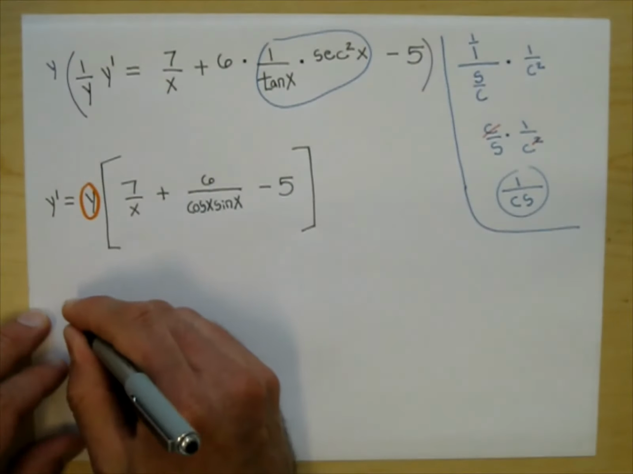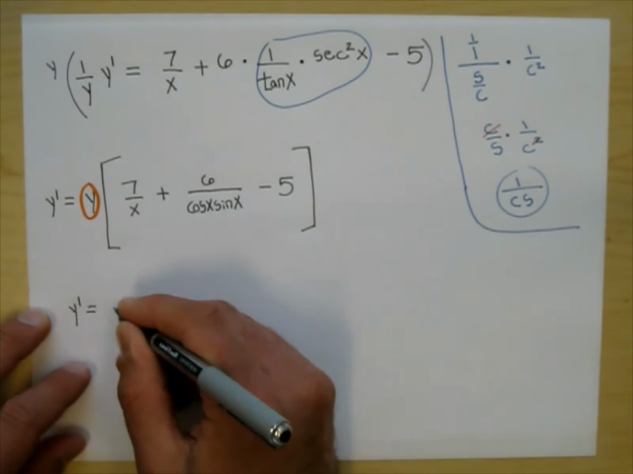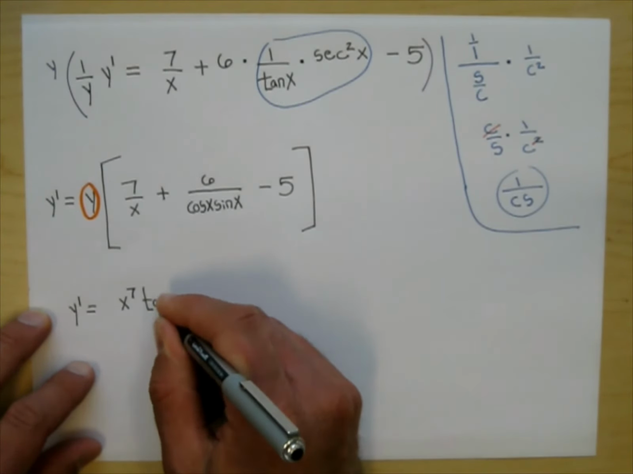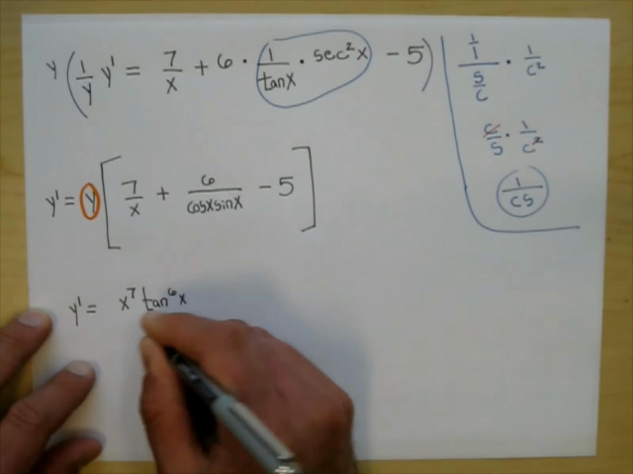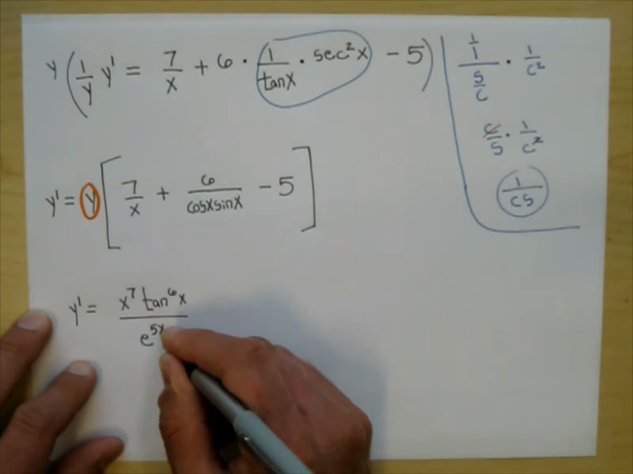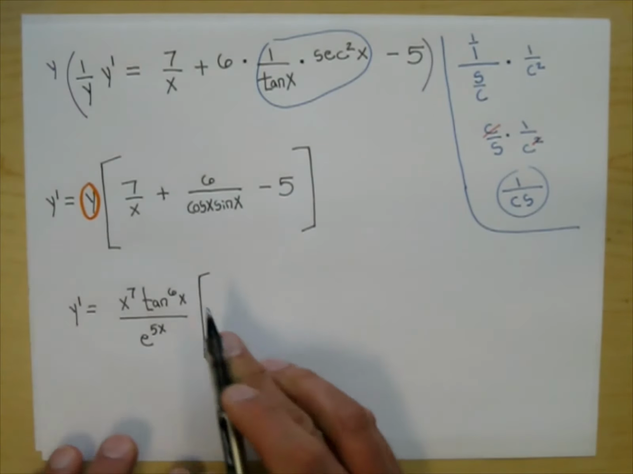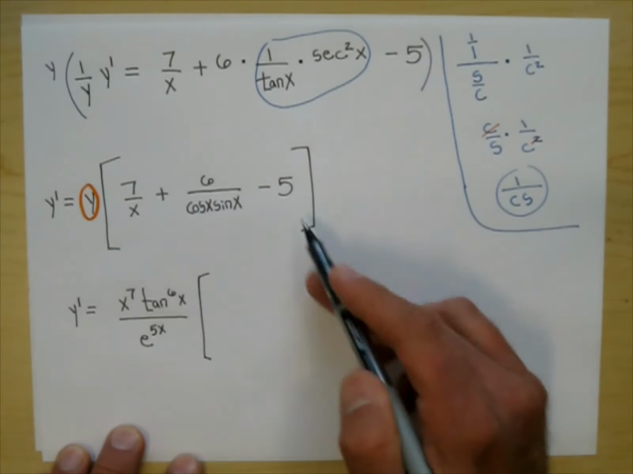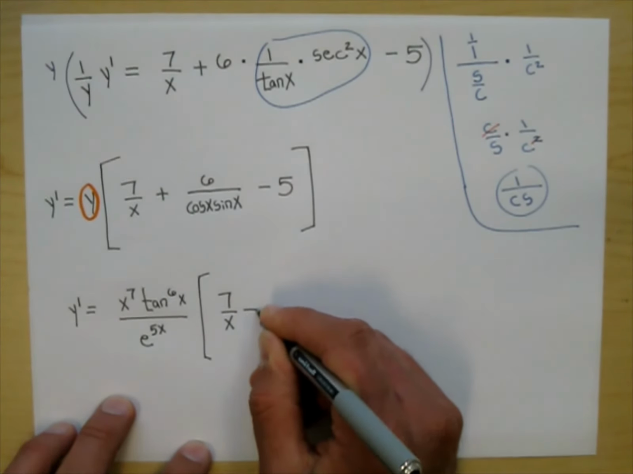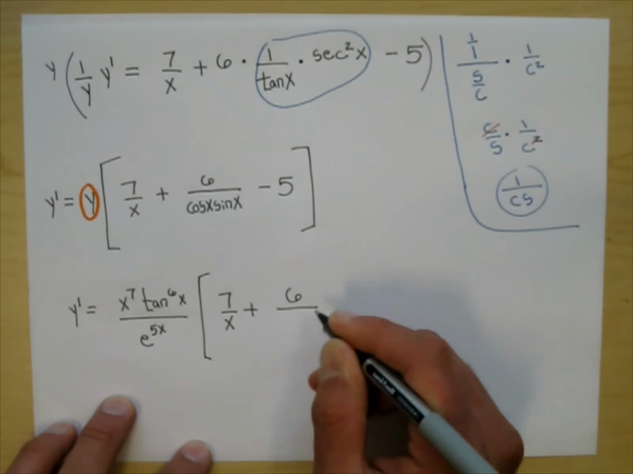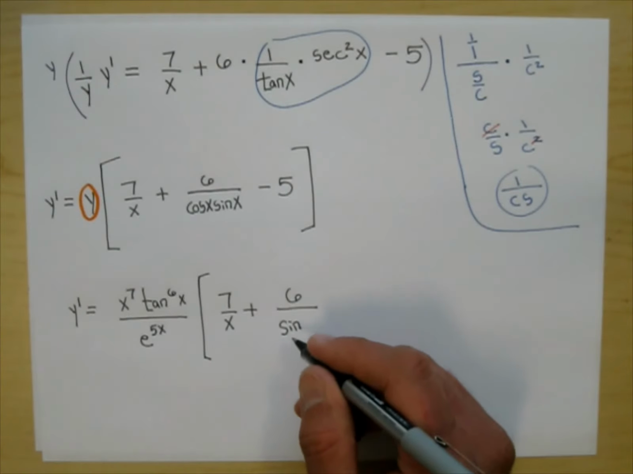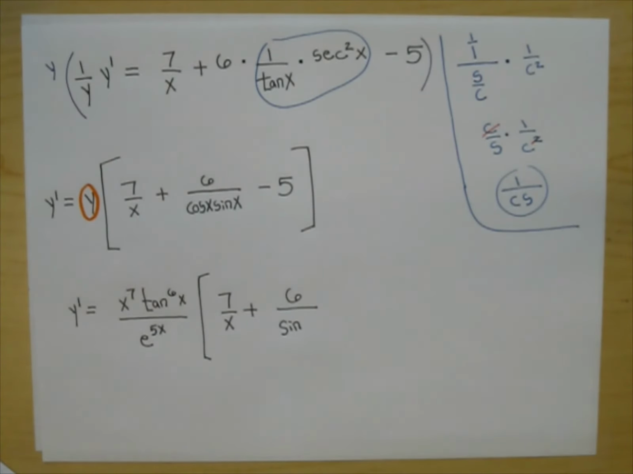So here it goes. So y prime equals x to the 7th, tangent to the 6th, and this is all over e to the 5x. And then, of course, this is multiplied by what I see in those brackets. I could have put big parentheses as well, but I decided to go with the brackets. 7 over x plus 6 over sine x, or cosine x sine x. There.